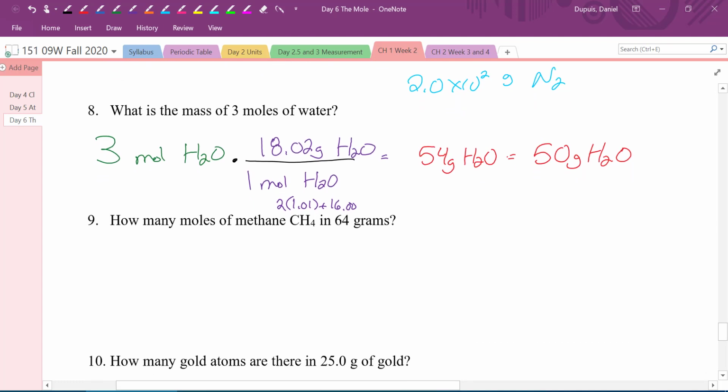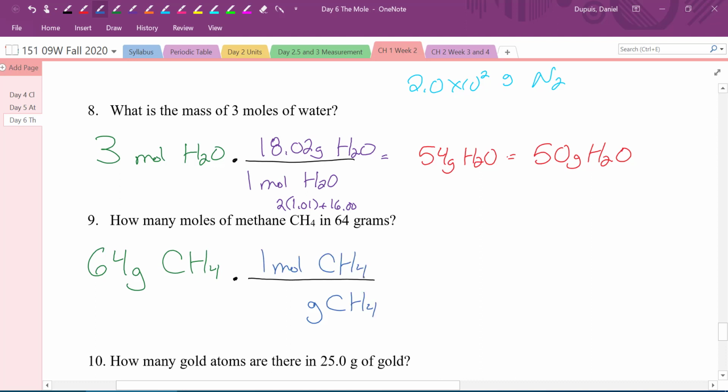All right, how many moles of methane are there in 64 grams of methane? So I have 64 grams of CH4. Well, what goes on the bottom? Grams of CH4. 1 mole CH4 on top. Well, carbon is 12.01 plus 4 times 1.01. So that looks like it's 16.05. So 64 basically divided by 16 is 4 moles of CH4.